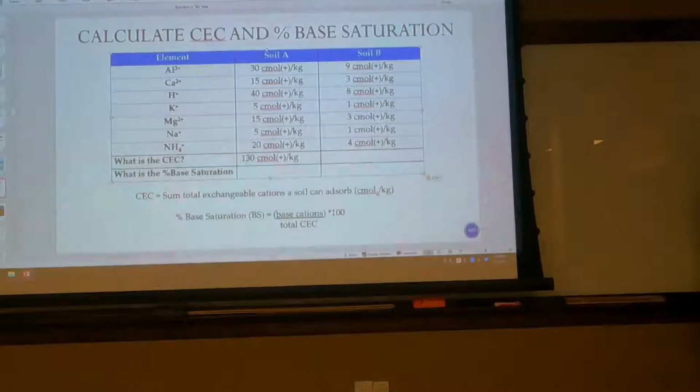What about for soil B? What is the charge for the CEC for soil B? 29. Everyone agree? 12, 20, 4, 5, 29.